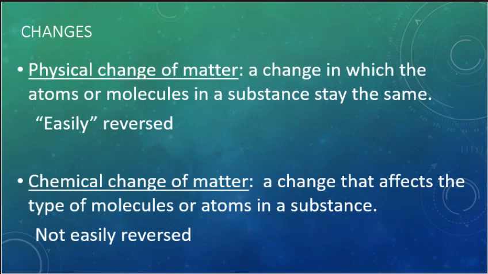Chemical change is a change that affects the types of molecules or atoms in a substance. It fundamentally changes. It is not easily reversed. Although you will learn as we go on through the year that all chemical reactions reverse. It's just what speed they do that. But right now think of it this way: not easily reversed. I wouldn't say not reversible, because it can be reversed.